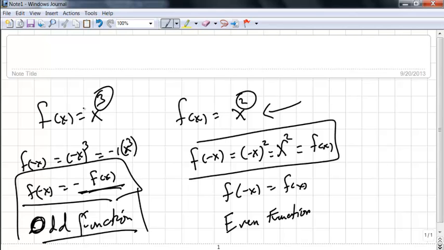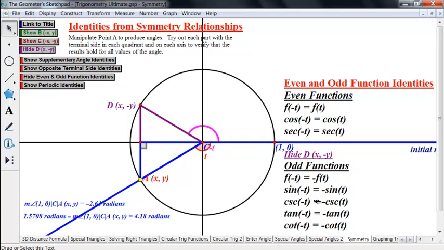Okay, and this works for any odd power function. And it also works for other functions as well, including sine, cosecant, tangent, and cotangent. So all of the basic trig functions are either even or odd. Most functions are neither even nor odd. But there are special functions that are even and some other special functions that are odd. So even functions, like all the even power functions, would also include cosine and secant. Odd functions, like all the odd power functions, would include sine, cosecant, tangent, and cotangent.